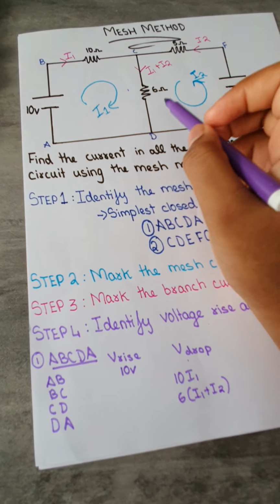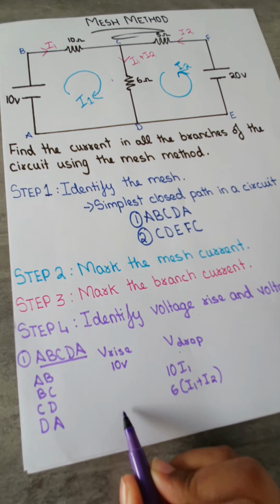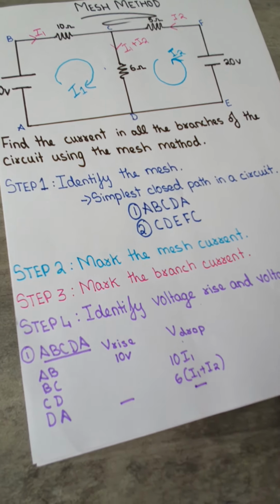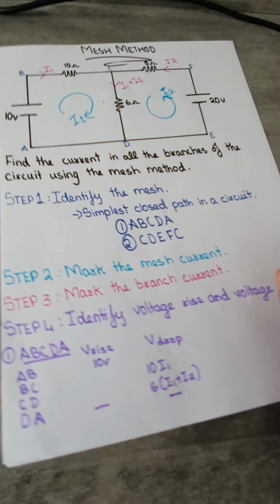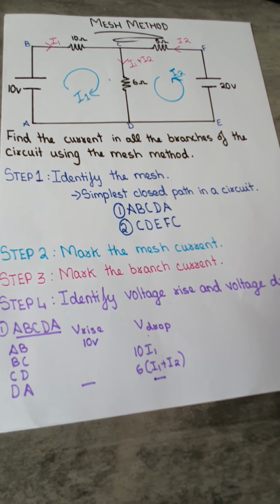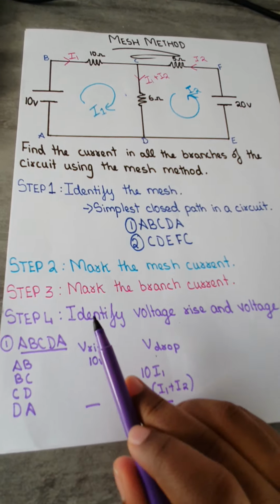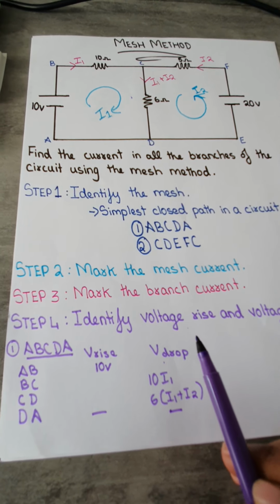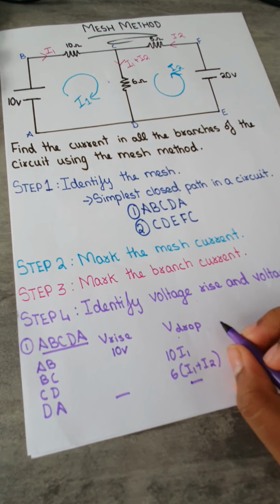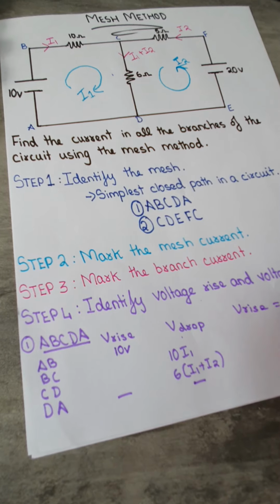Next is DA. So D to A, there's nothing here, so you can just leave it blank or give a dash so it's clear. Now, according to Kirchhoff's voltage law, we know that in a closed circuit, the sum of voltage rise is equal to the sum of voltage drop. So here we can write an equation: sum of V rise equals V drop.